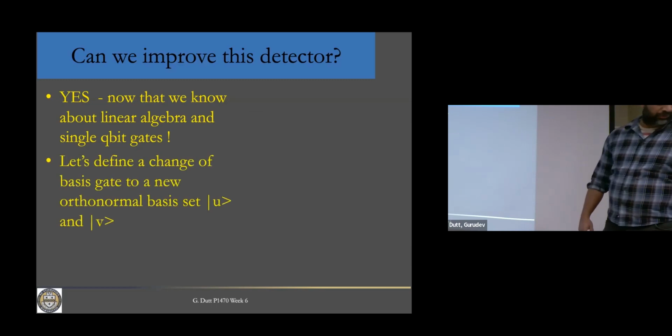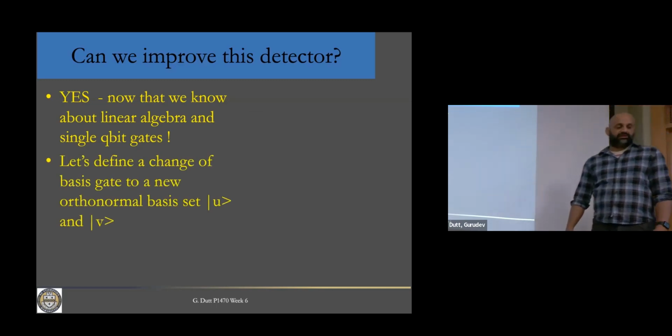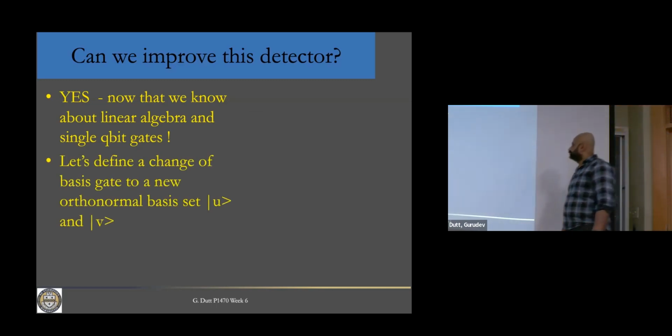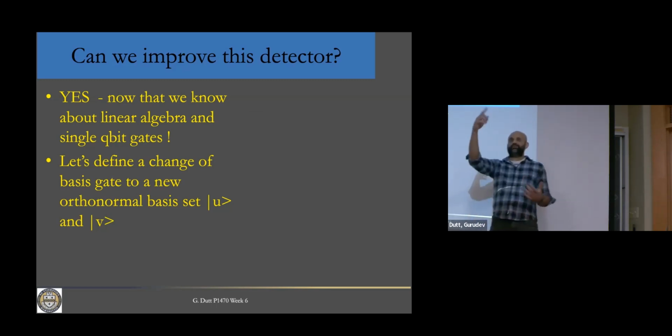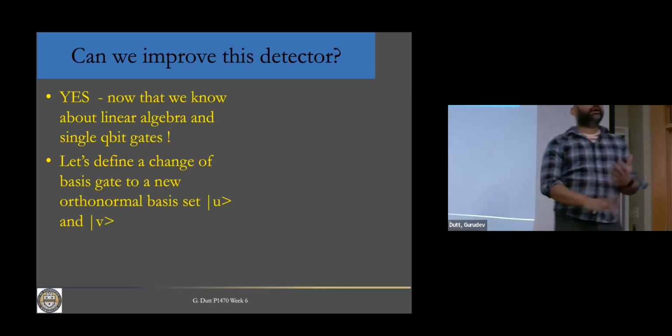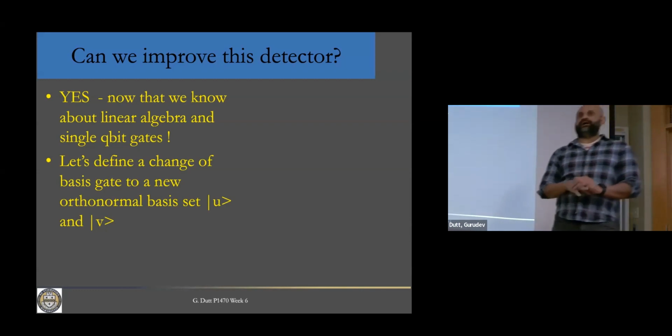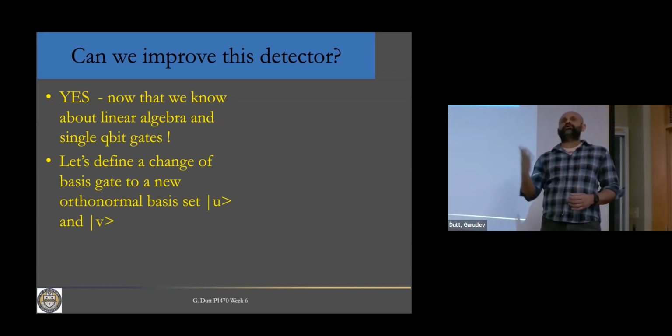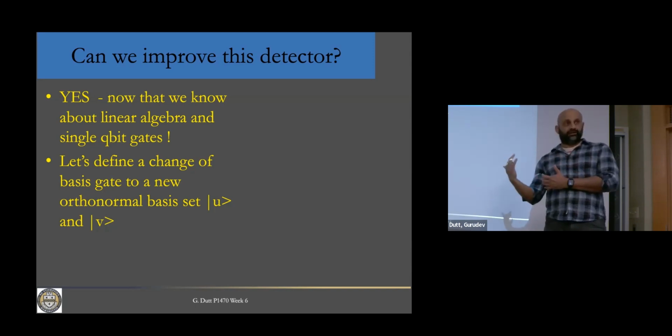Now that we know about linear algebra and gates, let's define a new basis. The basic idea is that somebody out here had asked this question back when we were talking about it: what if you don't rotate it into the plus and minus basis? What if you rotate by a little bit? And that's exactly the idea.